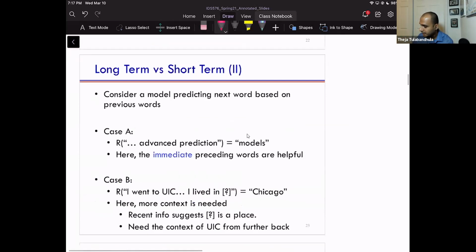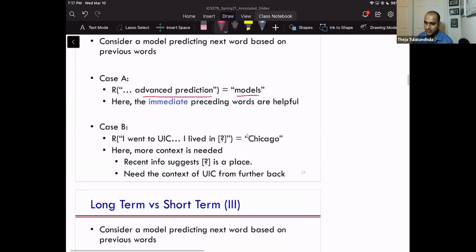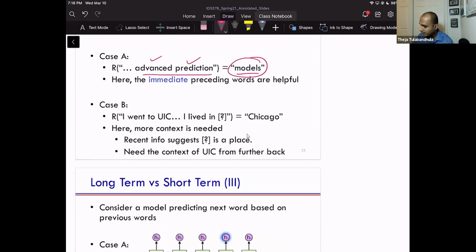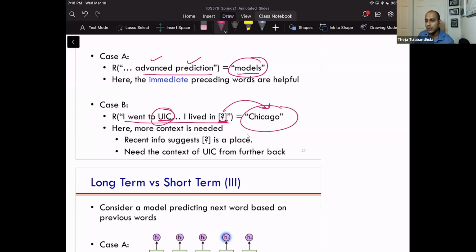For example, here in case A, "advanced prediction models": advanced and prediction are useful information, and the immediately preceding words are useful to maybe predict models. Instead, if you had a really long sentence, or even pairs of sentences, where the previous sentence is "I went to UIC" and the next few words are "I live in", and you want to predict this, then the information about UIC, which entered through its word embedding, is propagated through the hidden vector when trying to make this prediction. So you want that to happen.